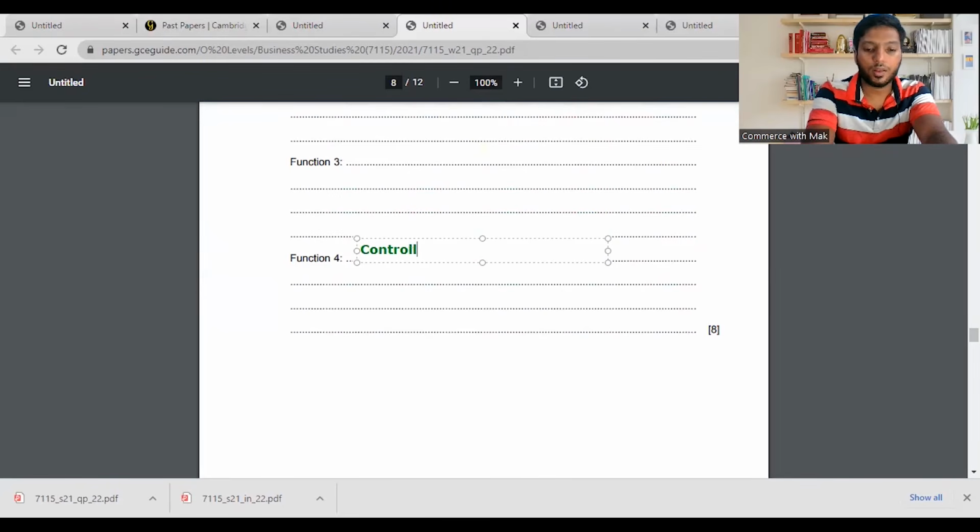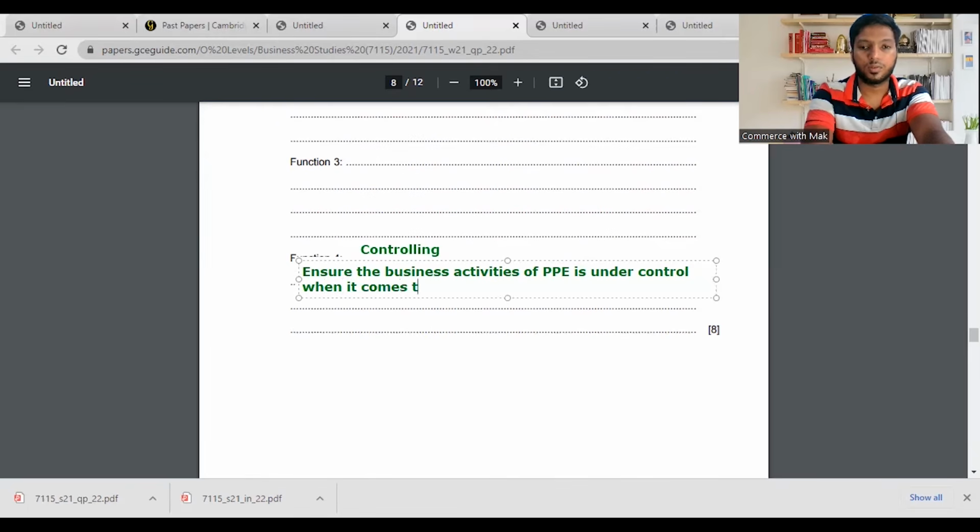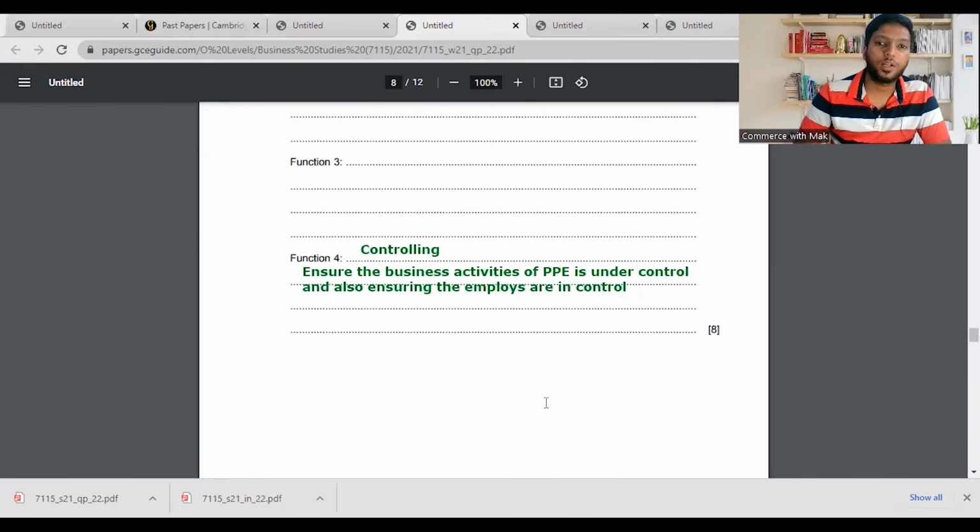So controlling: ensure business activities of PPE are under control when it comes to responsibilities and duties. We can also say ensure the business activity of PPE is under control, and also ensuring the employees are in control, which means because she needs to take care of the 3 employees, she always needs to find out whether the employees are under her control or not. If they are out of control, then of course the business cannot do the task that they really want to do. So this is a quick 8 marks answer which we explained.